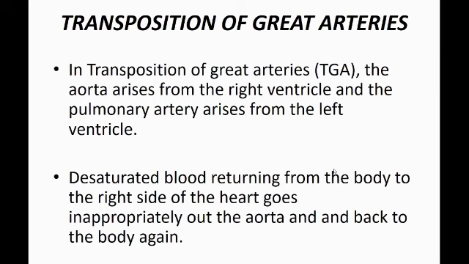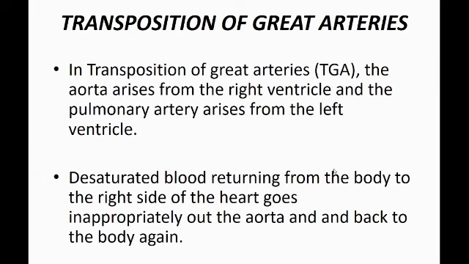Okay. After discussing the tetralogy, now we will talk about another very important cyanotic congenital heart defect, and this includes transposition of great arteries. Okay. So what do we understand by transposition of great arteries? We know that in transposition of great arteries, the aorta arises from the right ventricle and the pulmonary artery arises from the left ventricle. And the opposite is true normally. We know that the aorta arises from the left ventricle and the pulmonary artery arises from the right. But here, the arteries are basically transposed.